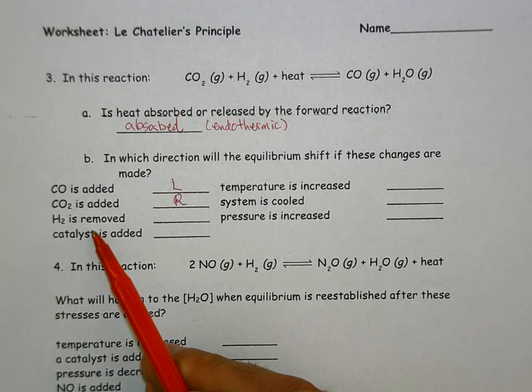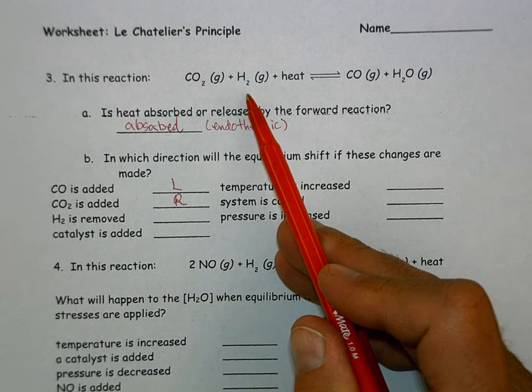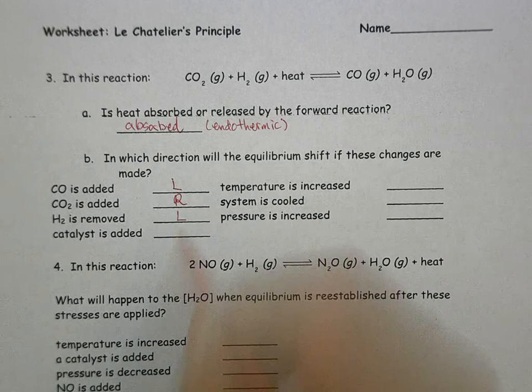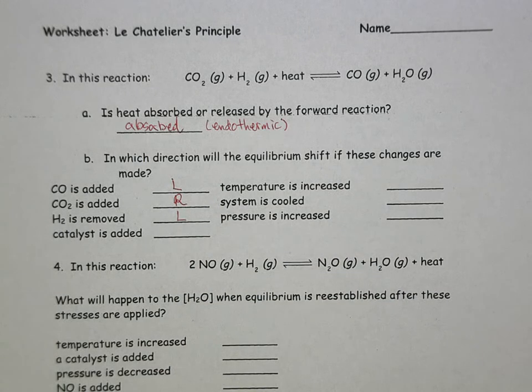H2 is removed. H2 is on the left. Shift toward what we remove. Shift left. Catalyst is added. Anybody remember from our notes what happens? Shift with.